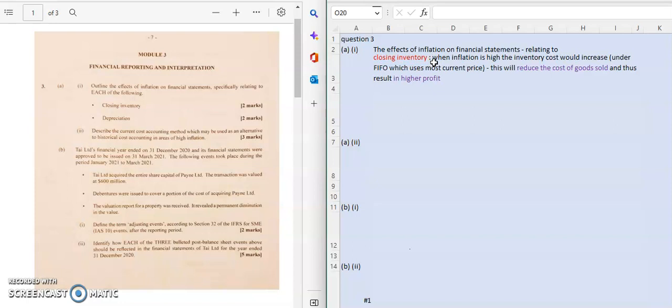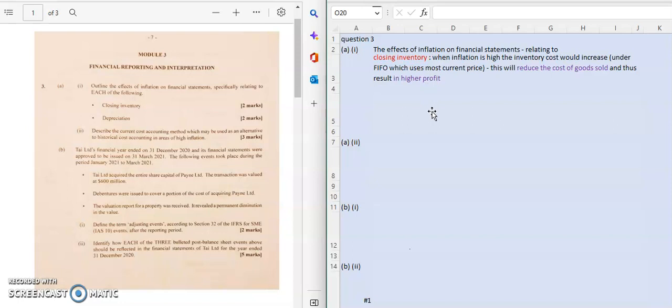the value of the closing inventory would increase, especially if you're using the first in, first out method, simply because the first in, first out method uses current prices. So any stock that you bought a long time ago will have to be valued at the current prices. So if those prices are increasing, so will your closing inventory. And surely, therefore, that reduces the cost of goods sold, all right? Because obviously it's going to make it smaller, and by making that smaller, it results in a higher gross profit.